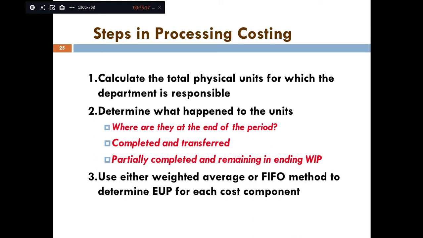Calculate the total physical units for which the department is responsible, then determine what happened to the units, where they are at the end of the period: complete and transferred out, or partially complete and remaining in inventory. Then use either the weighted average or FIFO method to determine the equivalent units of production for each cost component.